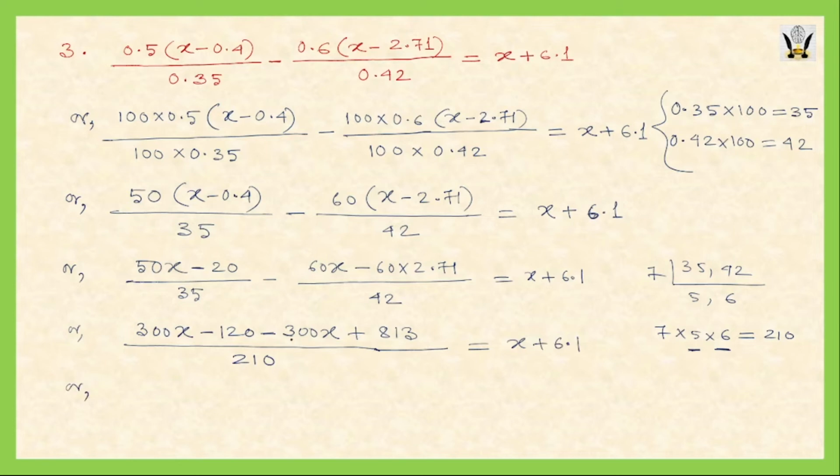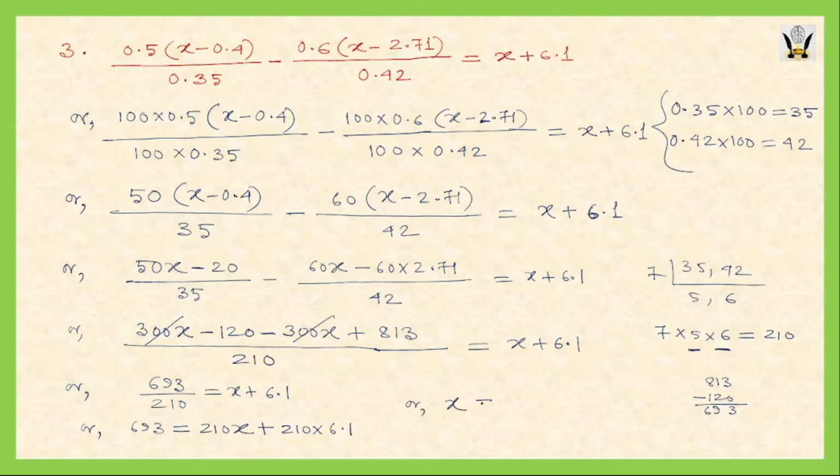Now what we can see here is 300x and minus 300x, they are same but they have opposite signs, so they will cancel each other. Minus 120 plus 813, finally when we will simplify them it will be plus 693, and then we have 210, and that will be multiplied by x plus 6.1. Now if we do the cross multiplication then it will be 693, and here it will be 210 multiplied by x, and then 210 multiplied by 6.1.